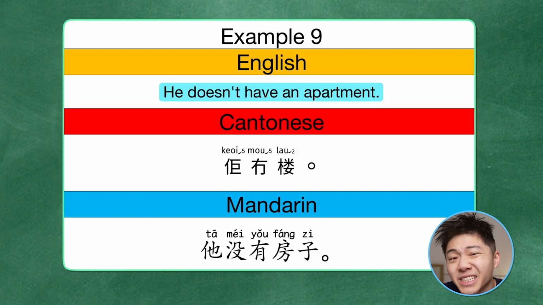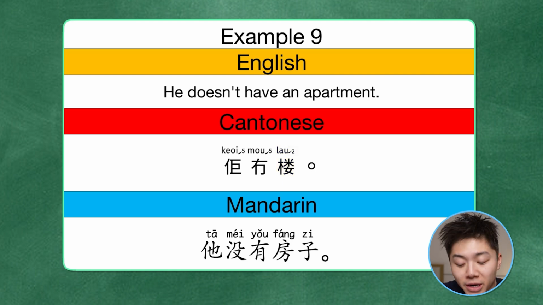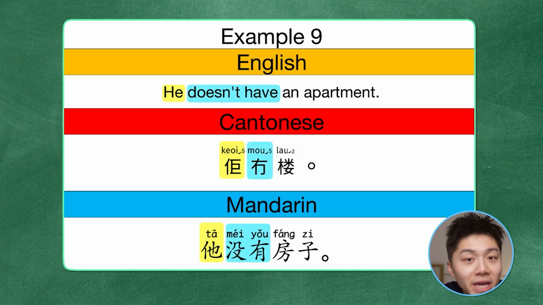So for example, he doesn't have an apartment. In Cantonese, 佢冇樓. 樓 is apartment. In Mandarin, 他沒有房子. Now, in Cantonese, to say he, she, it, it's 佢. In Mandarin, it's 他. In Cantonese, to not have is 冇. In Mandarin, it's 沒有. And in Cantonese, the word to say like a house or an apartment is 樓. In Mandarin, we use 房子.